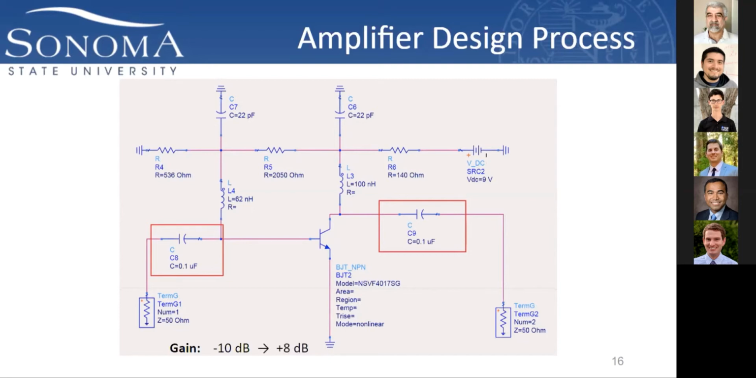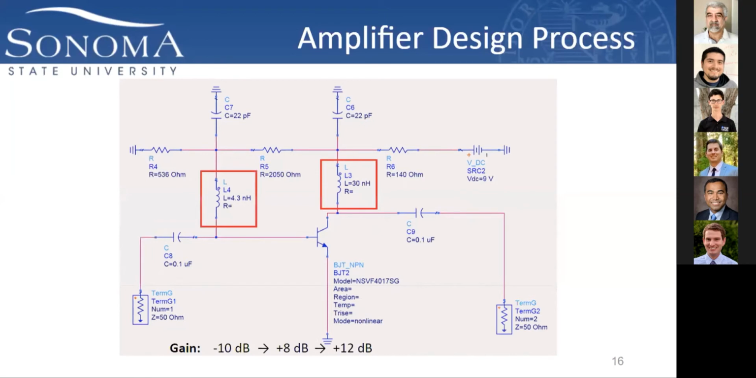This circuit shows the addition of decoupling capacitors at the input and output, which resulted in the correct biasing values for the transistor. We were able to achieve gain and consequently produce a working amplifier. The gain was insignificant, however, at only 8 dB, so it required another alteration.